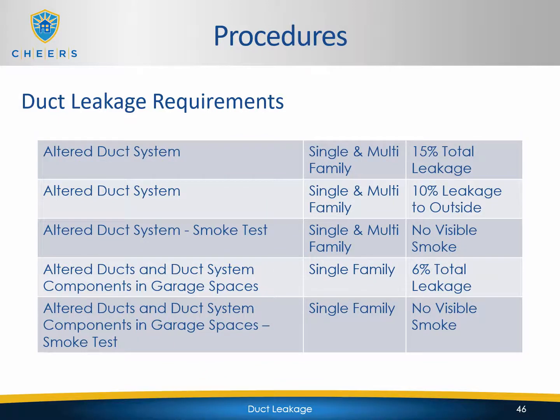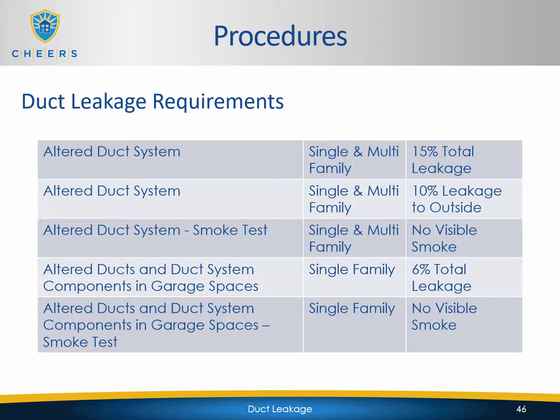For an altered duct system in either single or multifamily, we have two different options. You can either do a 15% total leakage or a 10% leakage to outside. If you can't pass either of those, then there is what we call the smoke test option, but that's only after you were not able to achieve a 15% total or 10% leakage to outside. You'll simply smoke the system with that smoke machine we described earlier, and you won't be able to have any visible smoke. So any leakage would have to occur in inaccessible locations, and again, we'll cover that in a little more detail.